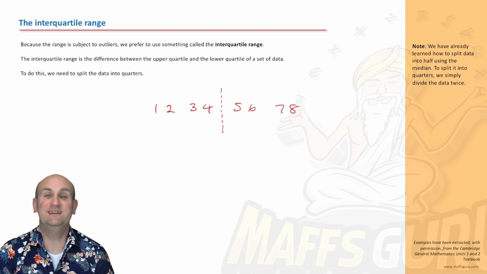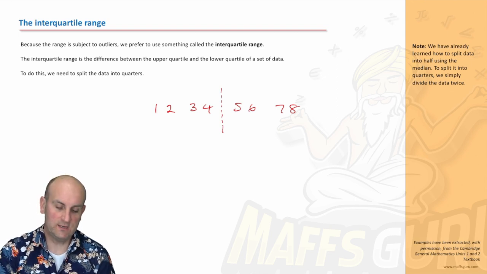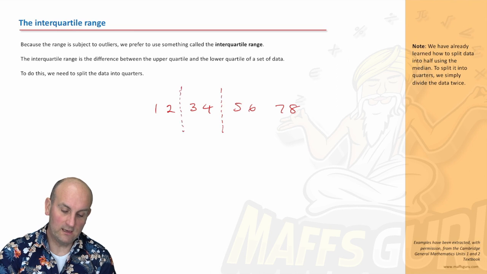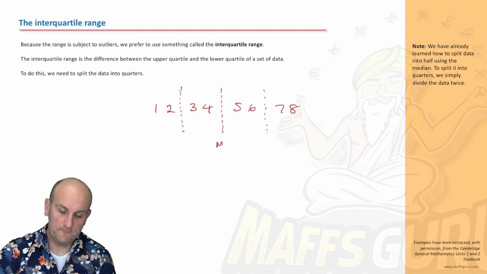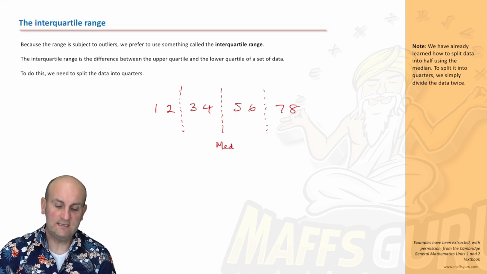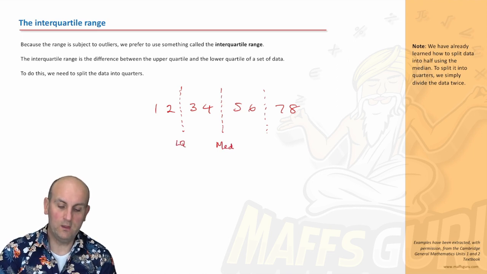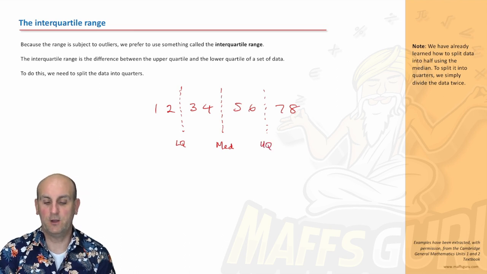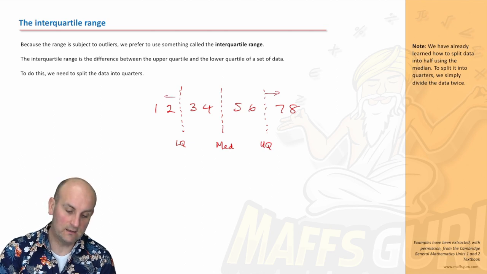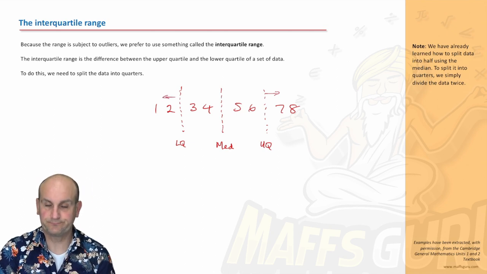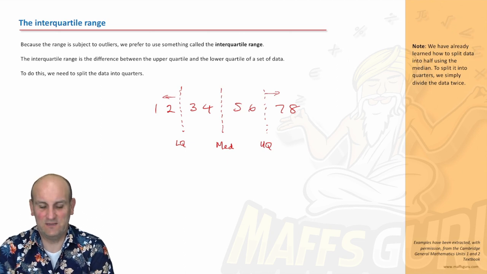But what if we were going to split it into quarters? Well, in this situation, that is also really, really easy. Because when we have this particular type of data set, we can split it into quarters really simply. So this is my median. Now, this here is called my lower quartile. And this one here, funnily enough, is called my upper quartile, because the data here are in my upper quartile and the data here are in my lower quartile. We've just split it into quartiles.